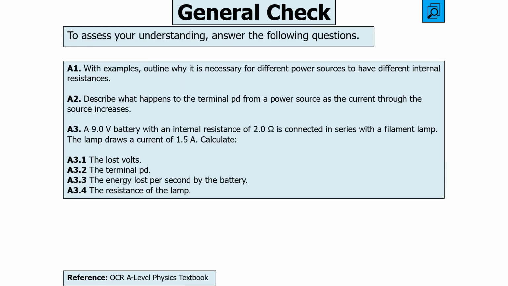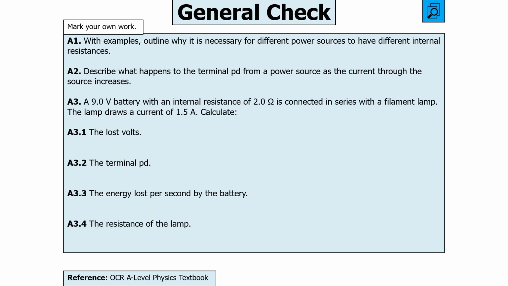The next question says, with examples, outline why it's necessary for different power sources to have different internal resistances. Describe what happens to the terminal PD from a power source as the current through the source increases. Then a 9 volt battery with an internal resistance of 2 ohms is connected in series with the filament lamp. The lamp draws a current of 1.5 amps. Calculate firstly the lost volts, then the terminal PD, then the energy lost per second by the battery, and then the resistance of the lamp. So pause the video now, then unpause the video when you want to go through your answer.